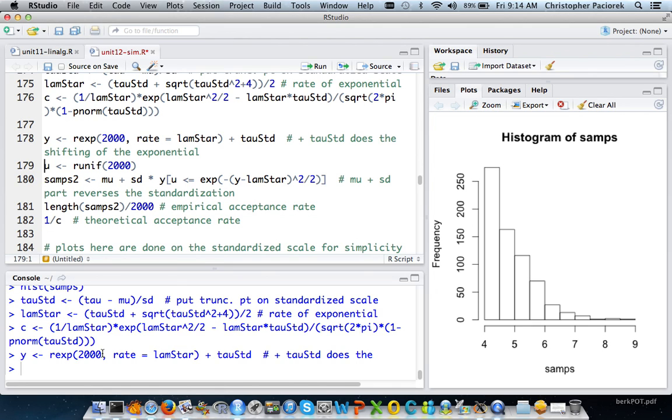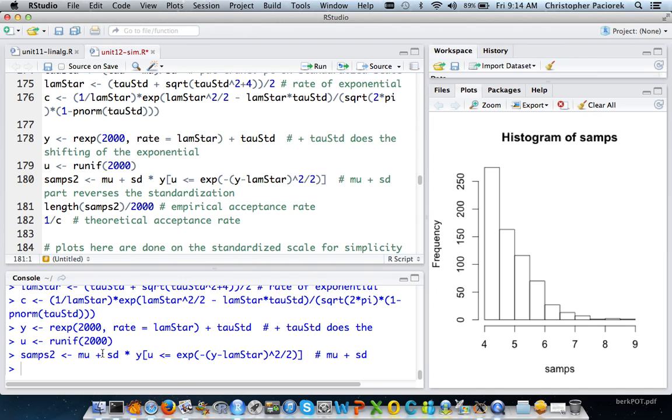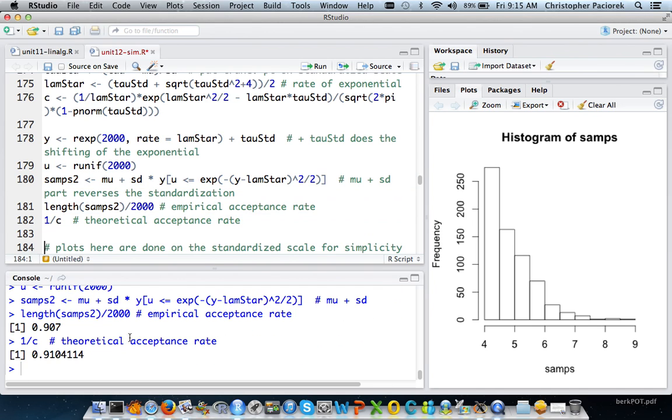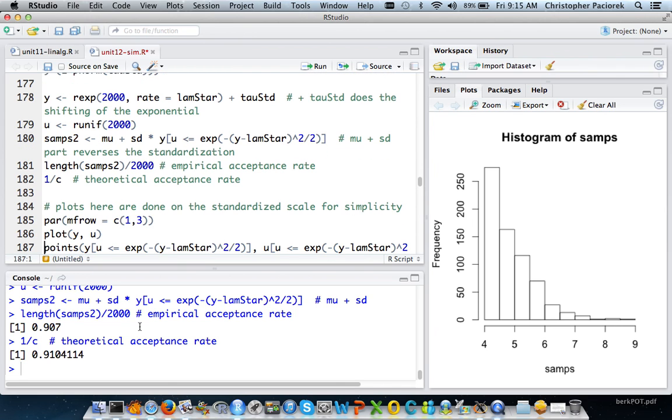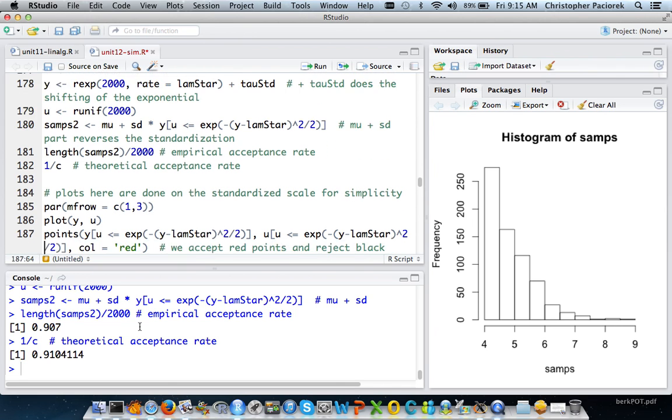Okay. And then we have to sample our uniform values and do the acceptance rejection. So that's what this step does. And what we see when we do the sampling from the exponential distribution is that we get an acceptance rate of about 91%. So that says we're wasting much less of our calculations when we do it this way, as opposed to doing it the initial way of just sampling from the normal and throwing away everything in the tail.